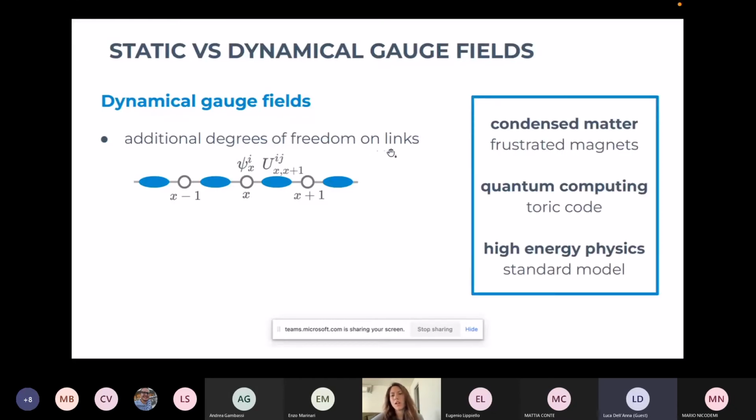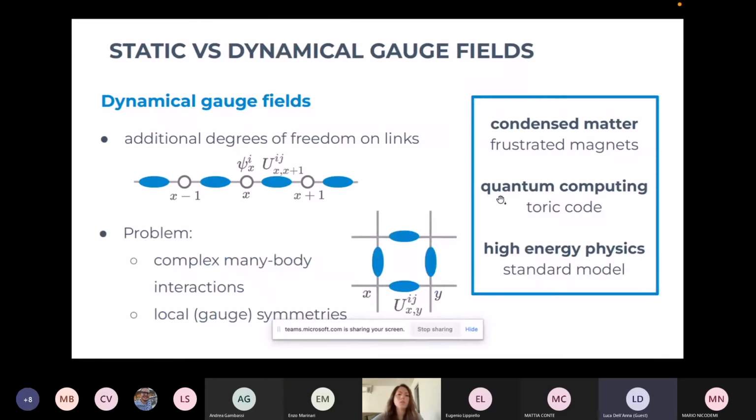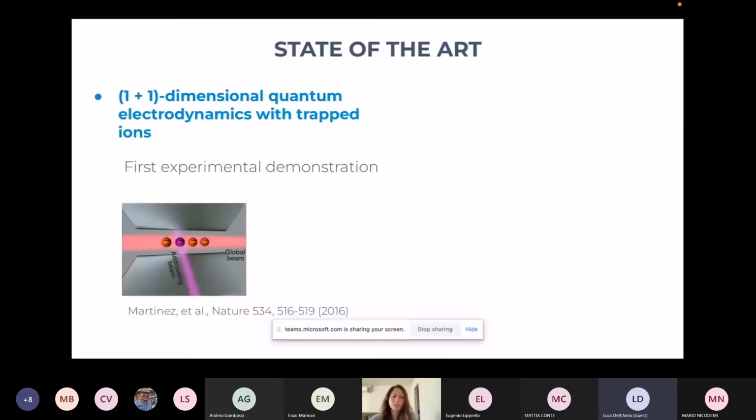And this kind of theories are found in many different contexts. For example, in condensed matter, when you study frustrated magnets, in quantum computing, because the toric code is a lattice gauge theory, or as I said before, in high energy physics, of course. But despite the fact that these are so ubiquitous in physics, it is actually very difficult to engineer them and to have them in a controlled system. And the reason is that you need to be able to realize some complex many-body interactions, like this four-body term, that's a plaquette term. And at the same time, you want to preserve some local symmetry, which is the gauge symmetry.